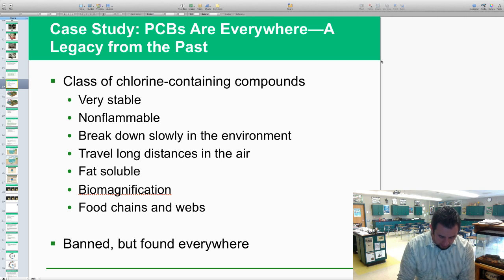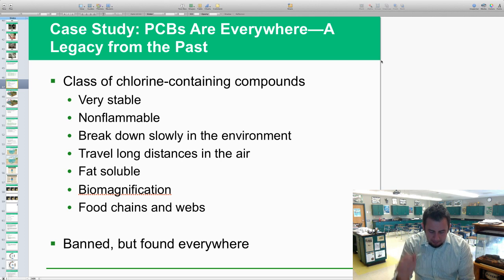In 1977, Congress banned the domestic production of PCBs because they could harm the liver and cause other cancers that were tested in animals. According to the EPA, they probably cause cancer in humans as well. So we banned them, but unfortunately, they're very stable. It's a very stable molecule. It's not flammable. It breaks down extremely slowly in the environment, and can travel long distances through the air. It's fat soluble, so it stays in the fat tissues of organisms, and that allows it to be biomagnified up the food chain, and you can see it throughout the food chains and food webs. So yeah, PCBs, not a very good thing.